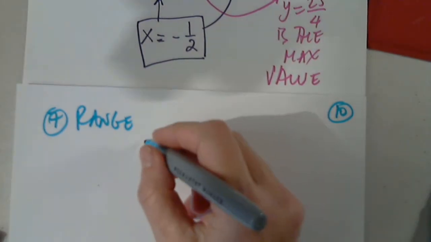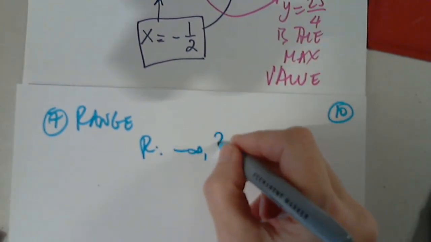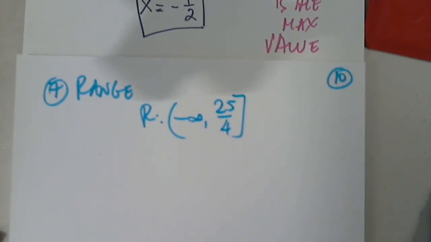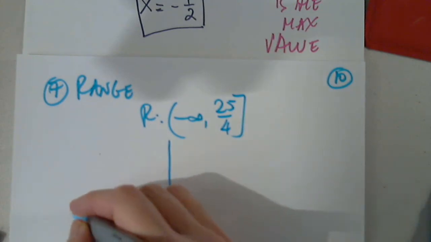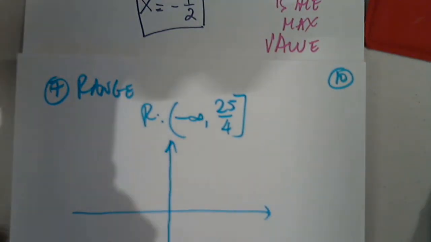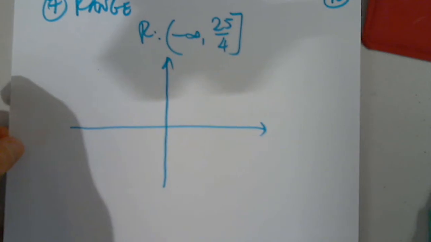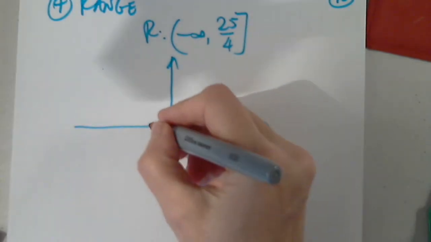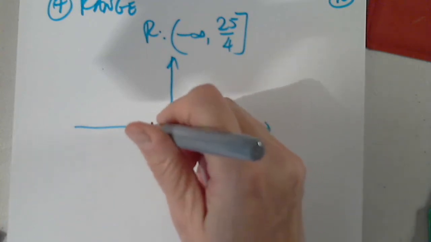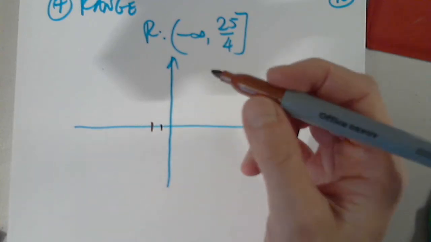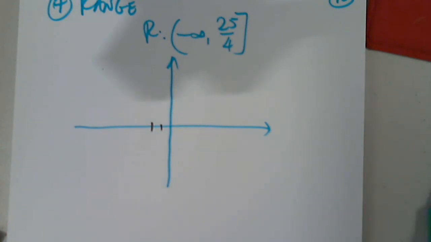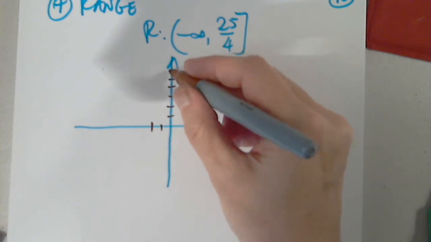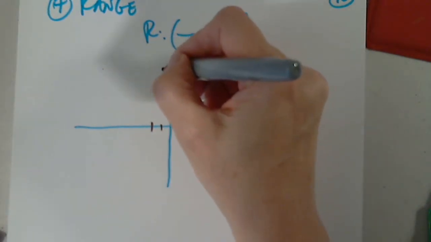Okay, the range is clearly (-∞, 25/4]. Now we put all this information together and we are ready to graph it. We will start with the vertex. The vertex is at -1/2. So if this is -1, this is -1/2, and 25/4 is a little bit more than 6. 1, 2, 3, 4, 5, 6. A little bit, just a quarter, right here.